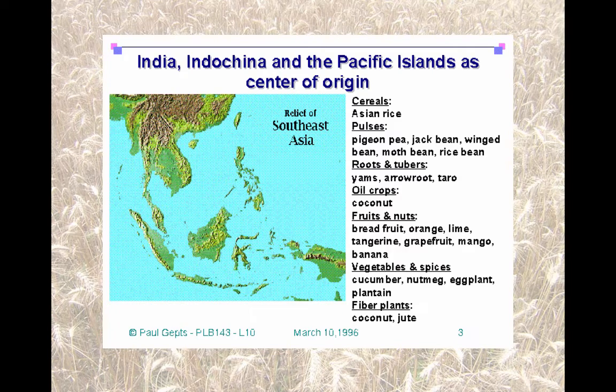And then we have India, the Pacific Islands, New Guinea. We have the Asian rices. We have peas, jack bean. You're going to see some of that later. Winged bean, moth bean, rice bean, lots of different beans. Yams, taro, as I mentioned before, coconut, breadfruit, oranges and limes and tangerines and grapefruits, mango, that's my favorite, banana, and then vegetables such as cucumbers and spices such as nutmeg, and again, fiber plants, coconut, and jute.